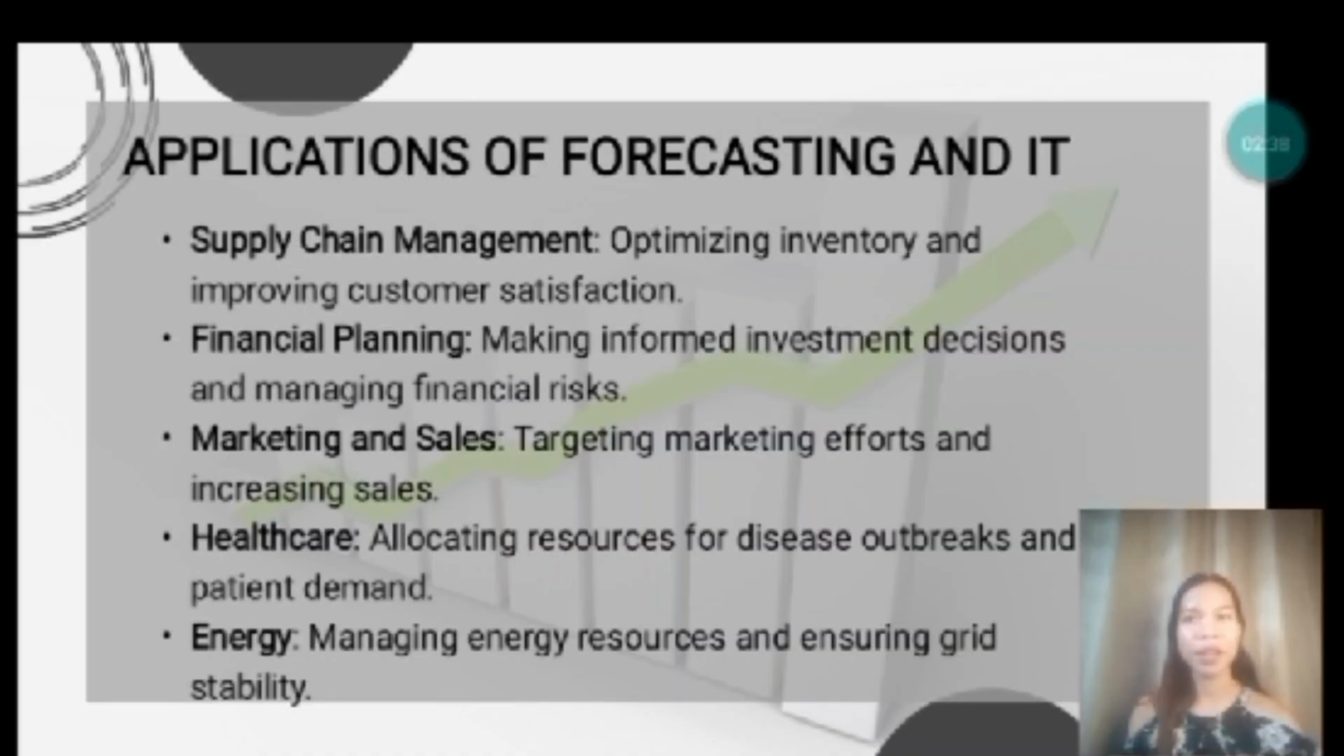So last, we have energy. Forecasting helps manage energy resources and ensure grid stability by predicting energy demand and supply. So IT systems track energy consumption and production data to make accurate forecasts. For example, an energy company uses forecasting to predict how much electricity will be needed on a hot summer day. So this helps them ensure they have enough power available to meet the demand, preventing blackouts and maintaining grid stability.